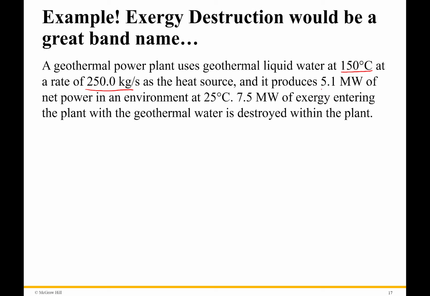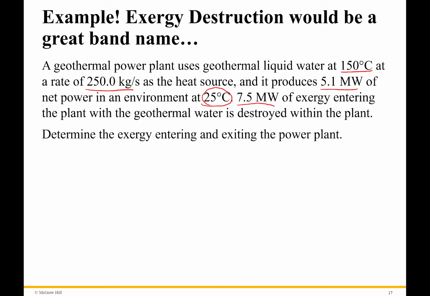It then produces 5.1 megawatts of net power in an environment, hey, this is what we're comparing to, of 25 degrees Celsius. It also says that 7.5 megawatts of the Exergy that's entering the plant is destroyed within the plant. So we want to find out how much Exergy is actually entering the plant in the first place and how much is exiting the plant. So let's get to it.